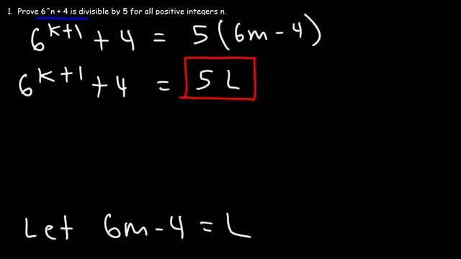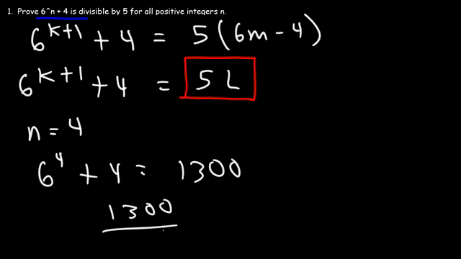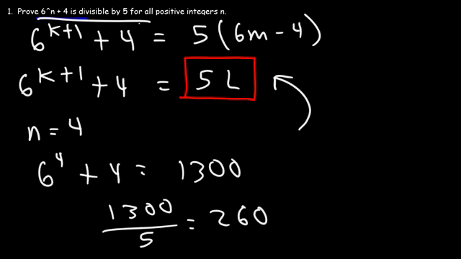And so that's how you can prove it using mathematical induction to show that it's divisible by 5. And you could test it out. If you plug in any number for n, it's going to be divisible by 5. Let's say n is 4: 6 raised to the 4 plus 4. That's going to be 1300. And 1300 divided by 5 is 260. You could test it out by plugging in different numbers, but this is how you could show that this statement is true using mathematical induction.